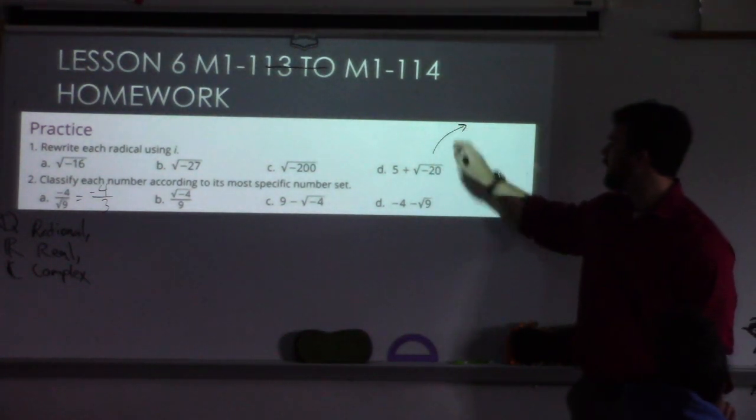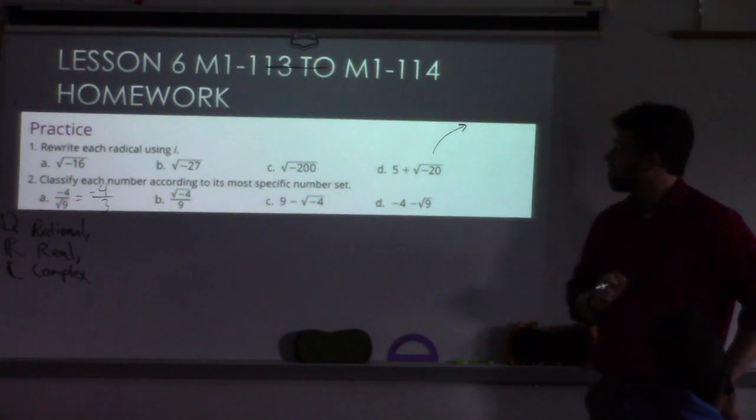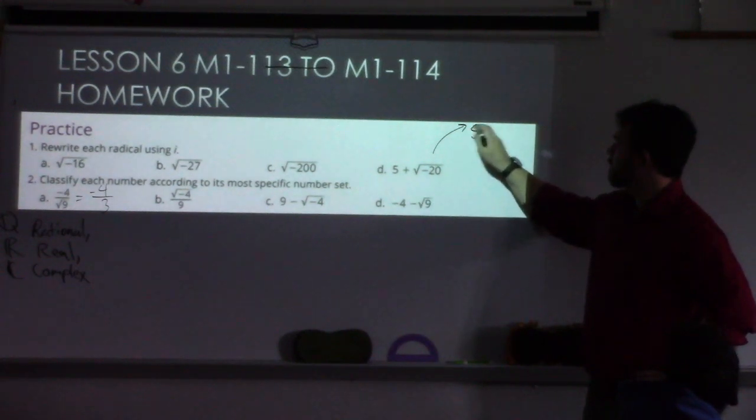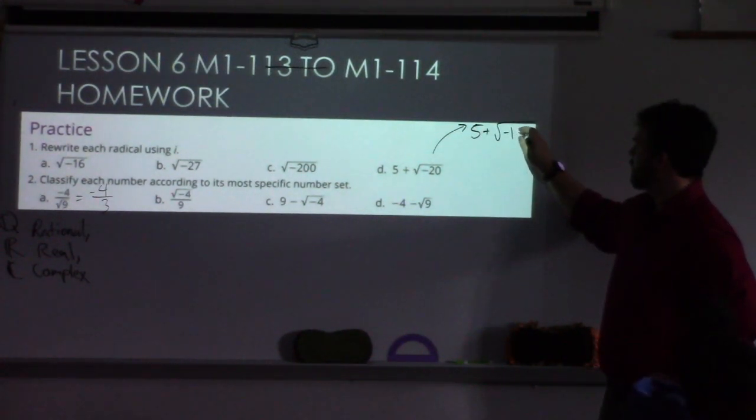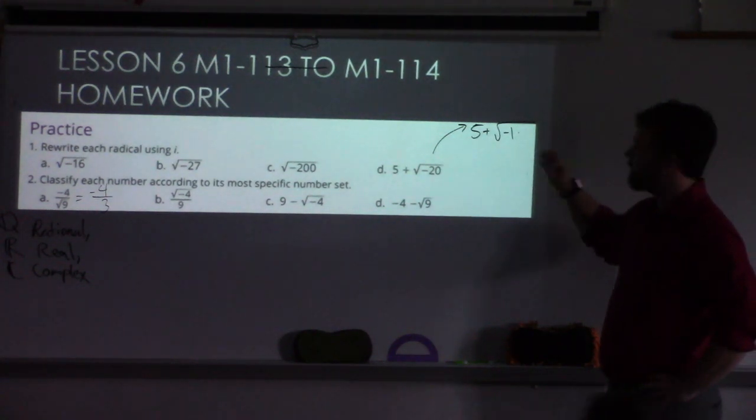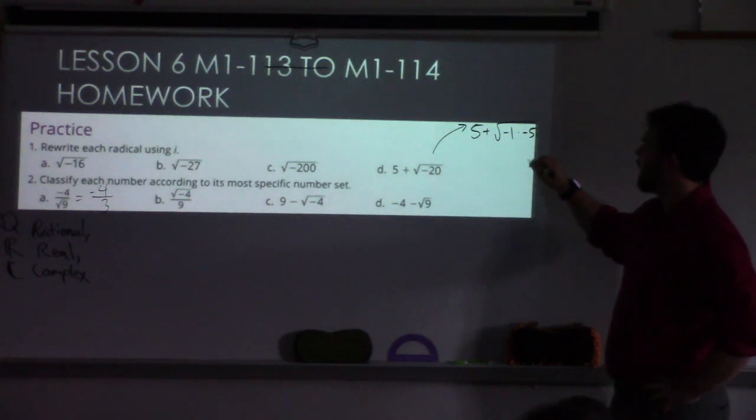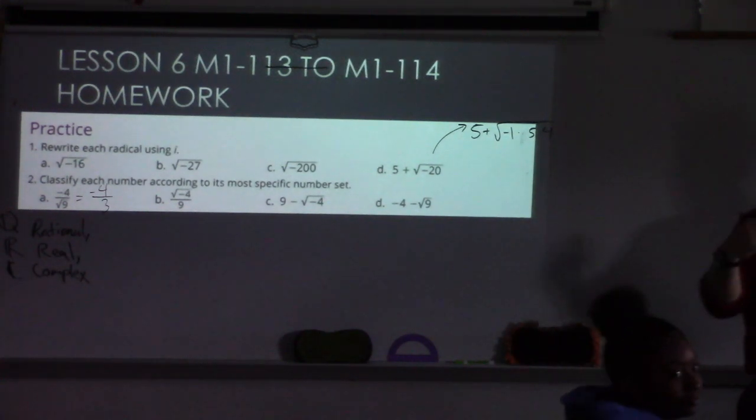So, 1D, 5 plus the square root of negative 20. How am I going to get started? You can do 5 plus the square root of negative 1 times what? 5 times 4. Right? So, negative 20 is negative 1 times 5 times 4.